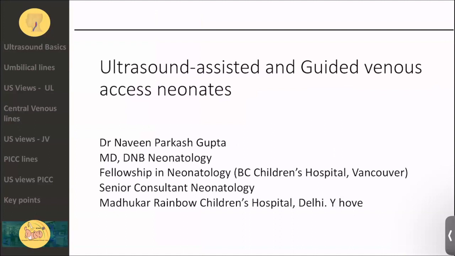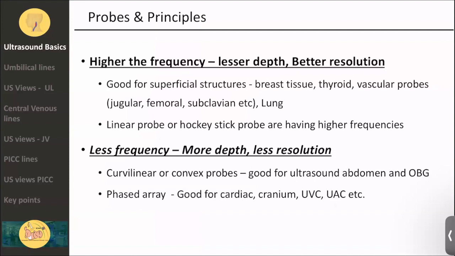So coming to the last presentation of today: ultrasound assisted and guided venous access in newborns. In newborns, we tend to put the umbilical venous line, umbilical arterial line, and sometimes the jugular venous line and the PICC line. So how ultrasound can be a measure, because X-ray has got its own fallacies, and maybe the X-ray doesn't tell us the proper position also.